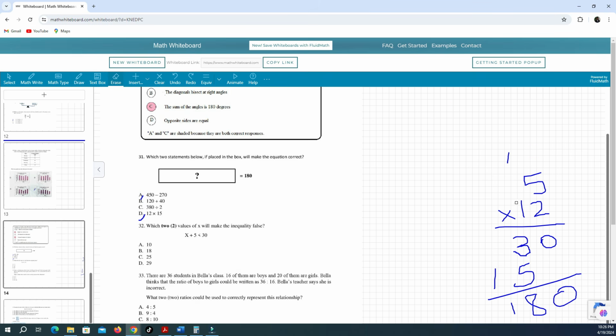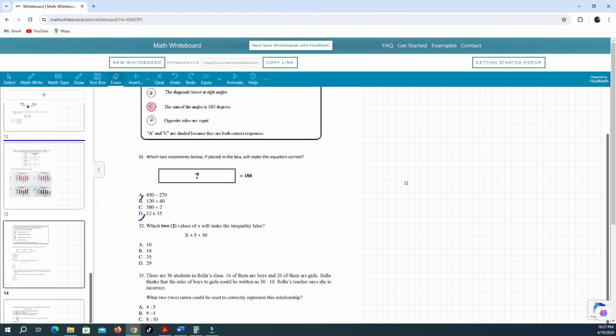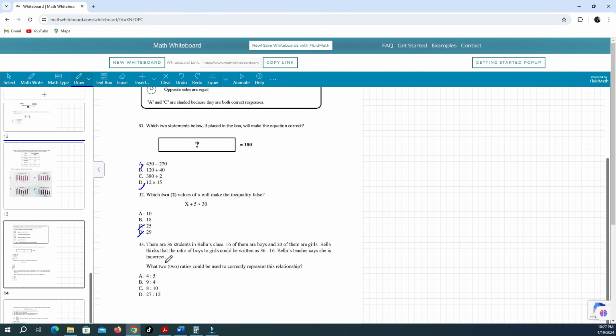So the next one is, which two values of x will make the inequalities false? All right. So it says x plus 5 is less than 30. That is correct. X plus 18 is less than 30. Or 5 plus 18, I should say. And 5 plus 10 is less than 30. So I choose these. I can see that 25 plus 5 is 30. And 25 plus 29 is more than 30. So these would be incorrect.